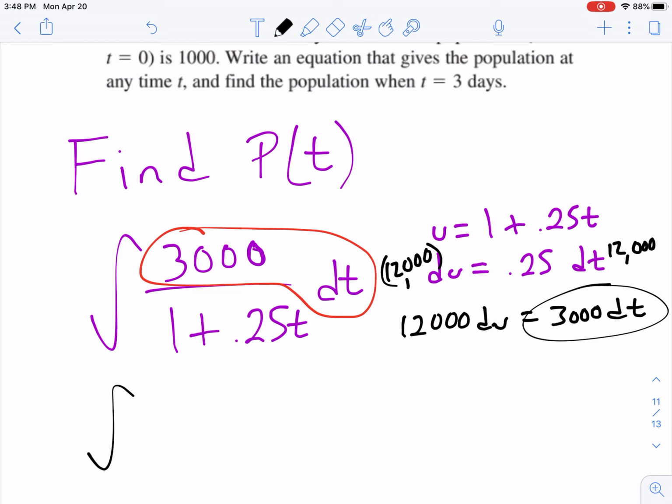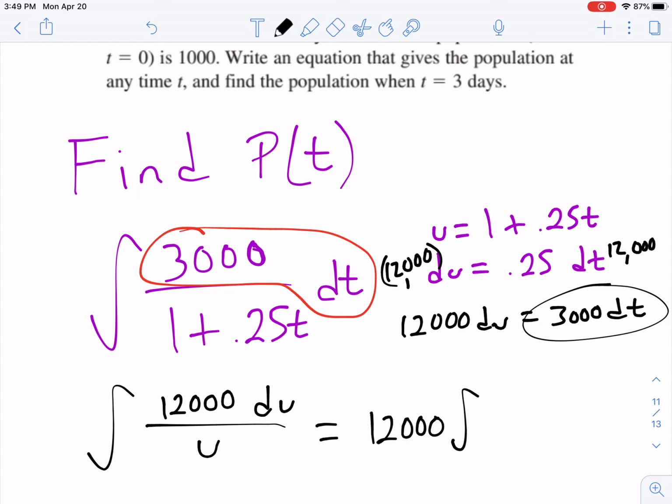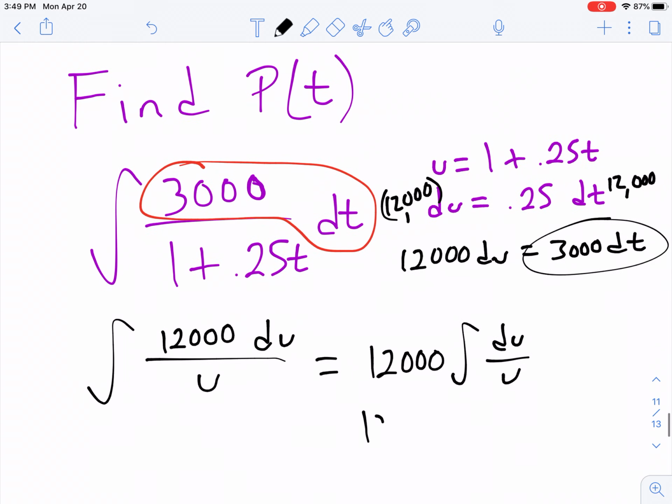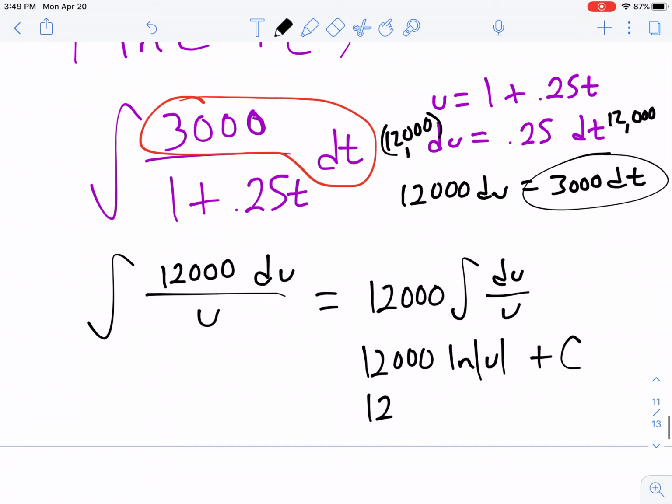So now we can rewrite this integral in terms of u. So instead of 3,000 dt, it's equal to 12,000 du over u. Well, that's just really 12,000. You could pull that 12,000 out. It's just a constant times the integral of du over u, which we know is ln u, plus c. And then we plug back in our u expression. So this becomes 12,000 ln of 1 plus 0.25t plus c.